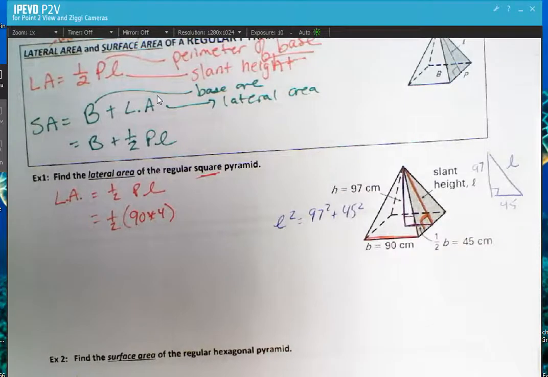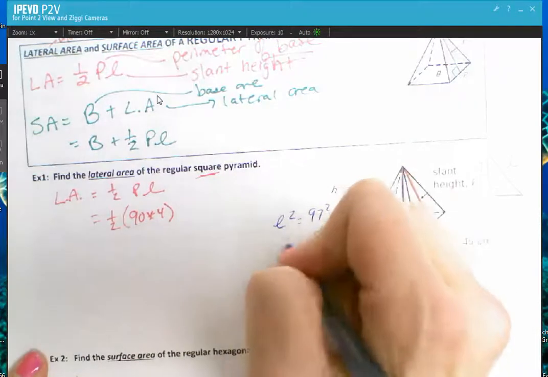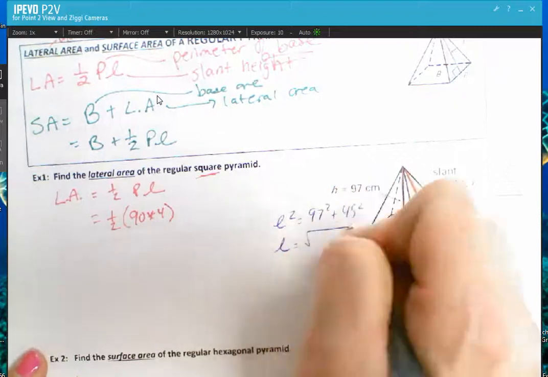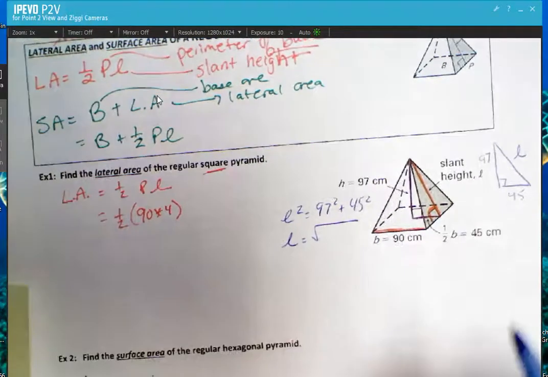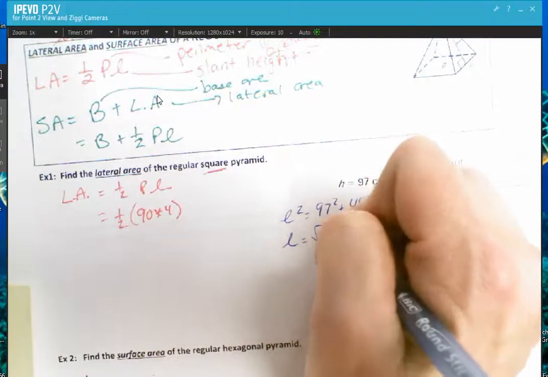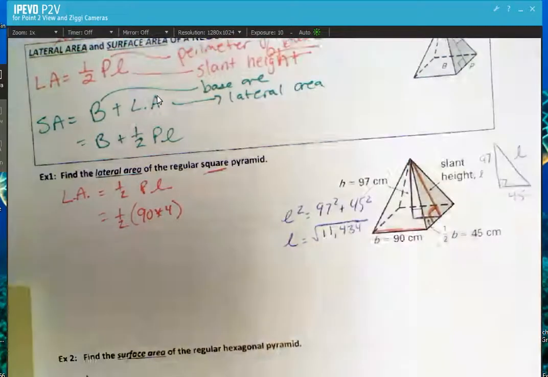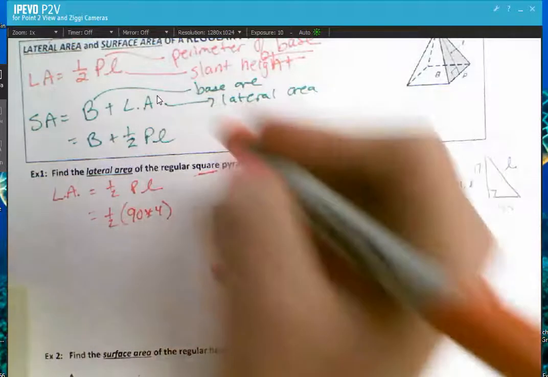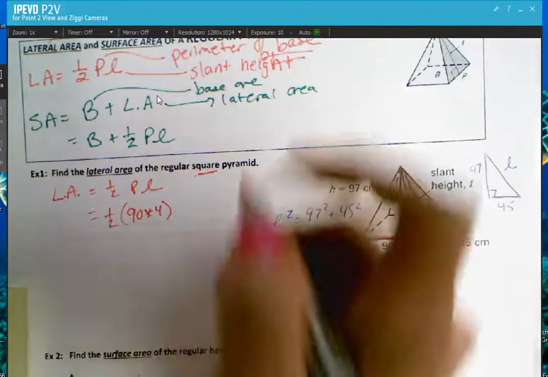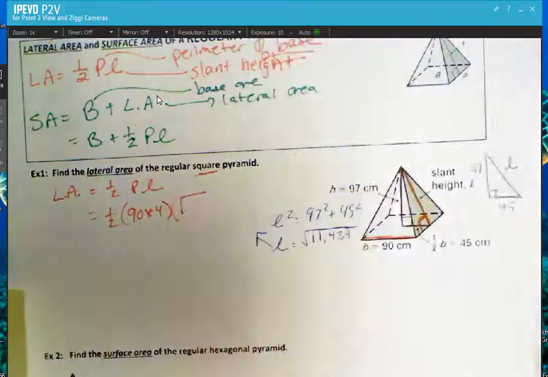We're not approximating anything yet. We don't approximate until the very end. So I know L is equal to the square root of 97 squared plus 45 squared. In my calculator that is the square root of 11,434. Now that I know what that is, I can substitute it into the formula that I previously wrote down.